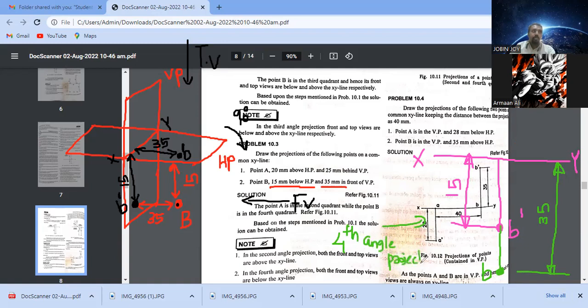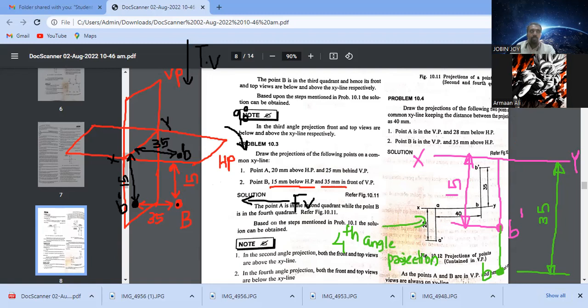If the point is in the first quadrant, then the front view will be above the XY line and the top view will be below the XY line. That is called a first angle projection. If the point is in the second quadrant, both the front view and top view will be above the XY line. That is called a second angle projection. If the point is in the third quadrant, the front view will be below the XY line and the top view will be above the XY line. That is called a third angle projection. And if the point is in the fourth quadrant, both the front view and top view will be below the XY line. That is called a fourth angle projection.